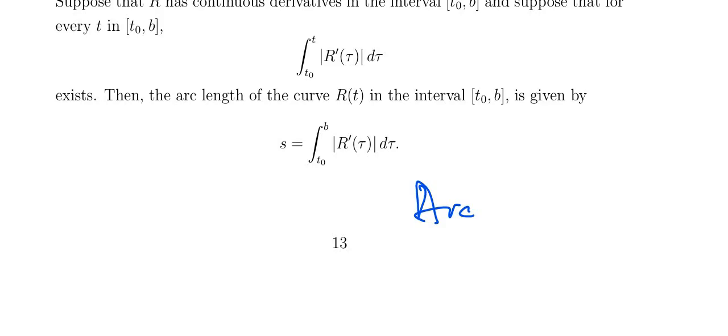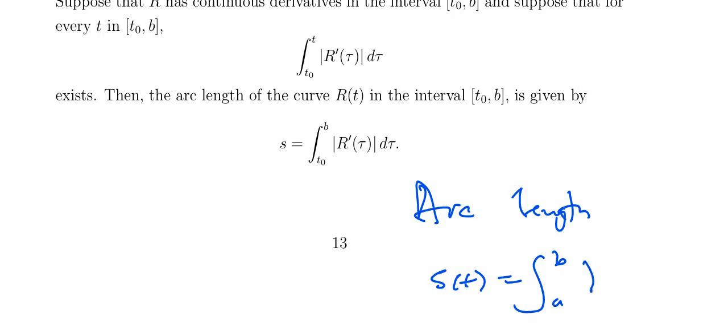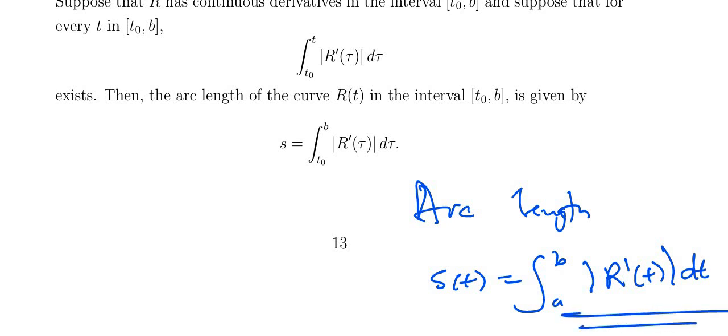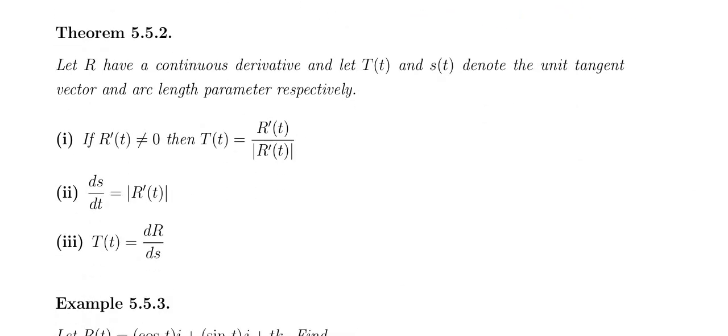So arc length is going to be represented by s(t). S of t is just the integral between the two particular points they give you, of the modulus of r prime of t, dt. This is a formula. So let me give you an illustration here.